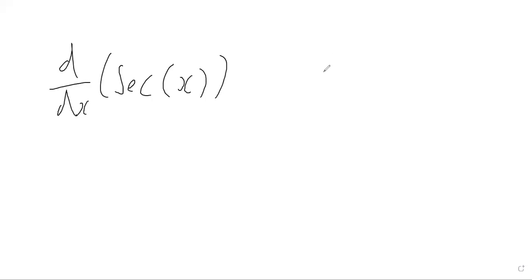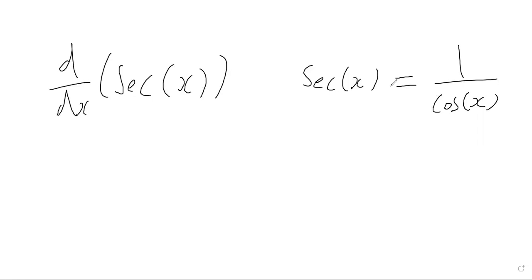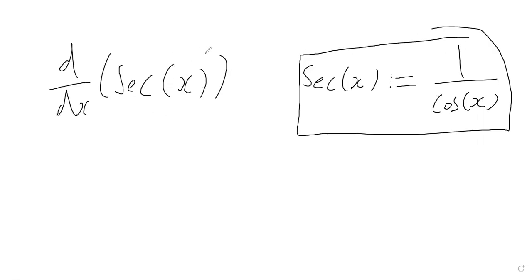Hi, so in this video, what we're going to do is look at differentiating the trigonometric function sec. So we want to differentiate with respect to x, the function sec of x. As a reminder then, sec of x is just defined as the reciprocal of the cosine function. So just 1 over cos is our definition of sec. And so we want to differentiate sec of x in this video.